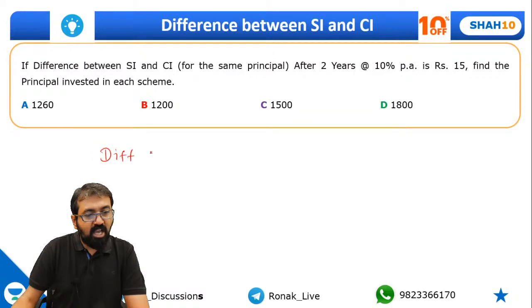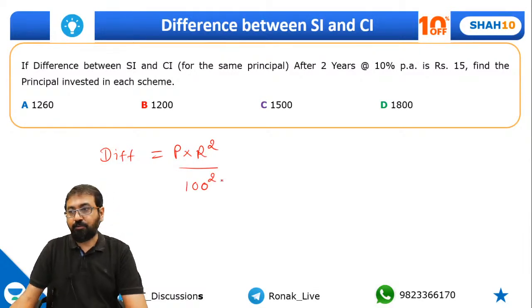As I had mentioned earlier, the difference between SI and CI can be quickly calculated using a formula. This is the formula for the difference after 2 years. It is P into R square upon 100 square.